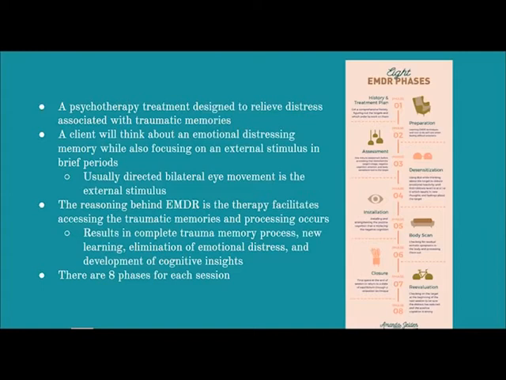Phases 3 through 6 are when a client starts to process one of their identified events. They'll start by bringing forth a vivid visual image related to the memory by thinking of a negative belief about self and related emotions and bodily sensations. It's important that a client also identifies a positive belief before they start this process, because that positive belief will be important once the client finishes with processing.